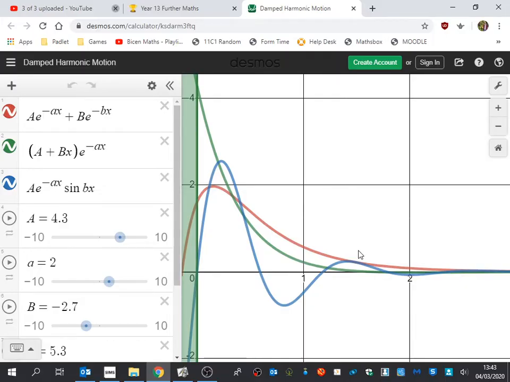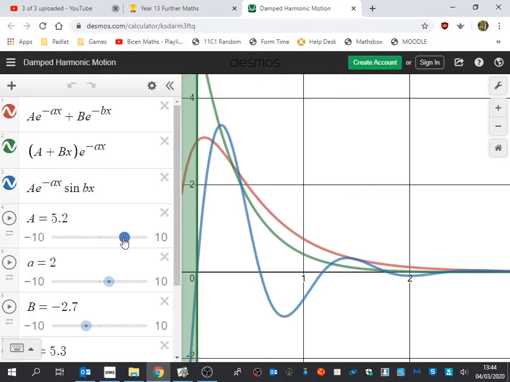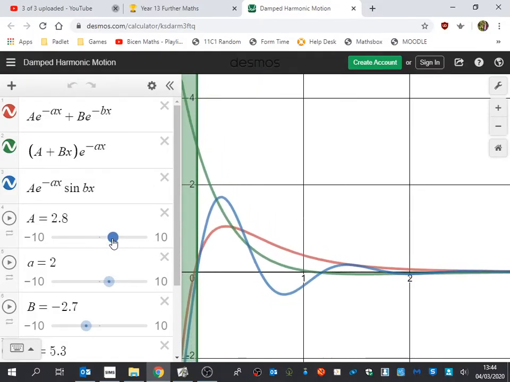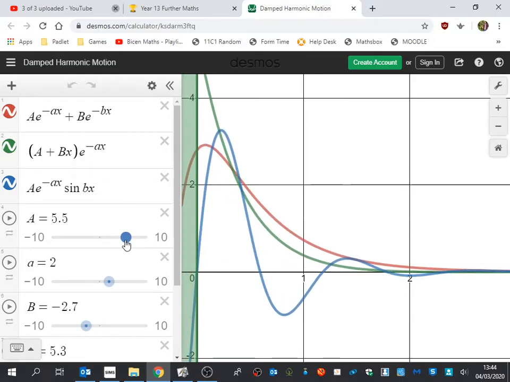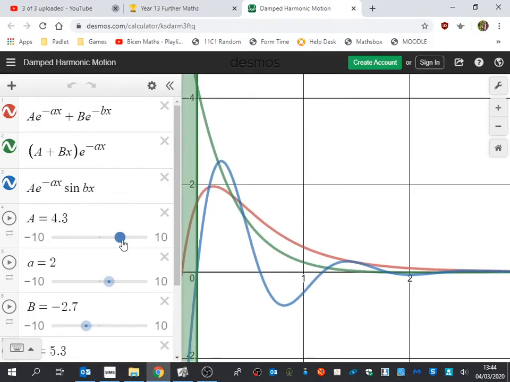So the green one is the one that will go as quick as possible to that equilibrium position, hence it being that very specific point where the discriminant was equal to 0. So there are different things that we can change here. A is the size of one of the constants here. So you can just see it kind of increases how these things appear to be moving. It doesn't do an awful lot that different.